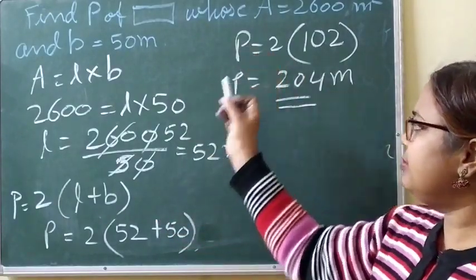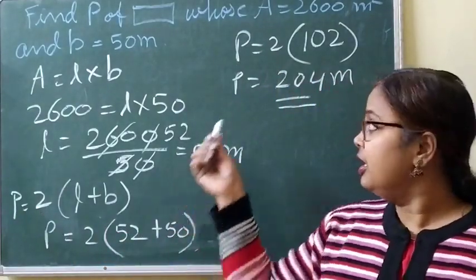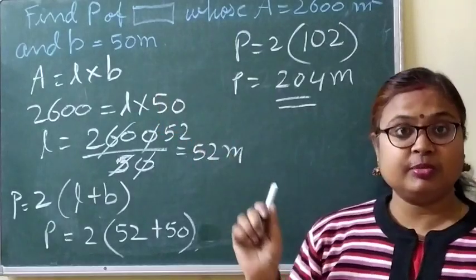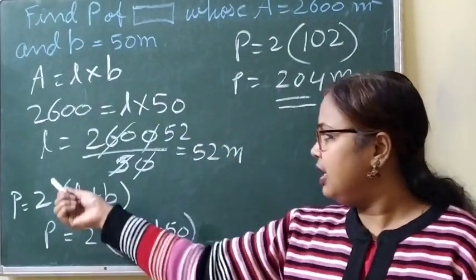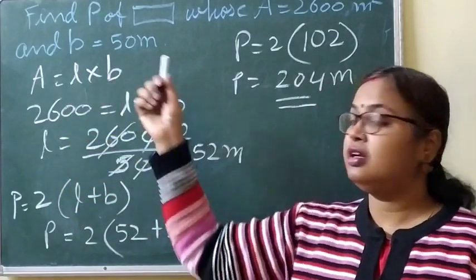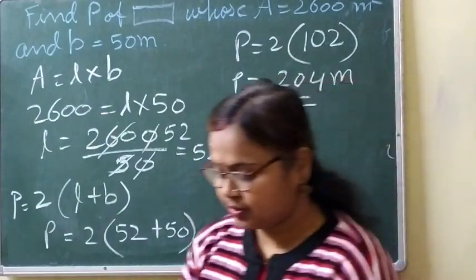So it is not difficult. You have to find out the perimeter and you know the formula of perimeter is 2 into L plus B. Here B is given. Means first you have to find out what? Length, L. Clear? So L we got through which formula? Area is equal to length into breadth. Okay. Now let's do the next question.